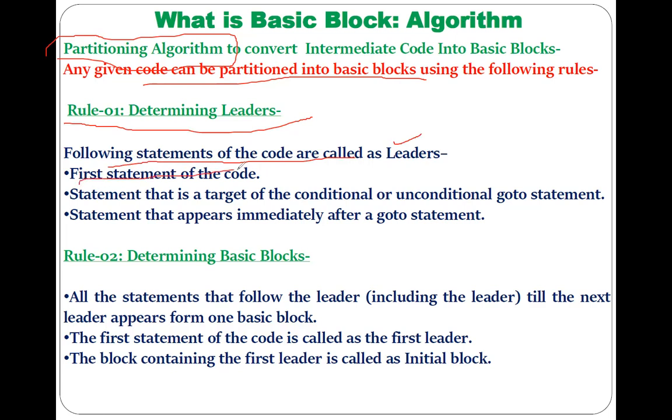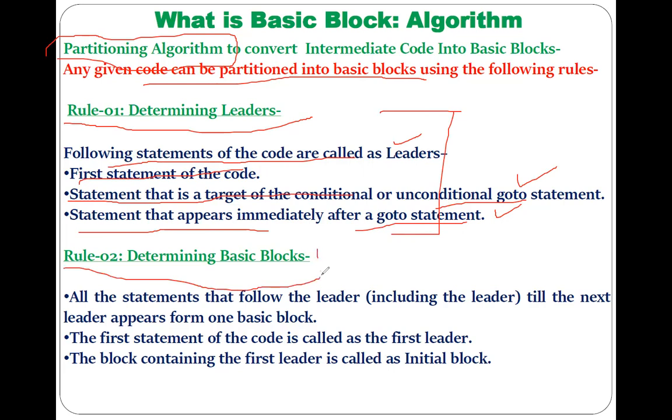Every first statement of the code is called a leader. A statement that is the target of a conditional or unconditional goto statement also forms a leader. And a statement that immediately appears after the goto statement is also eligible to form a leader statement. So the first rule is regarding determining the leader statements. The second rule is related to determining the basic block. All the statements that follow the leader, including the leader, till the next leader appears, form one particular basic block.